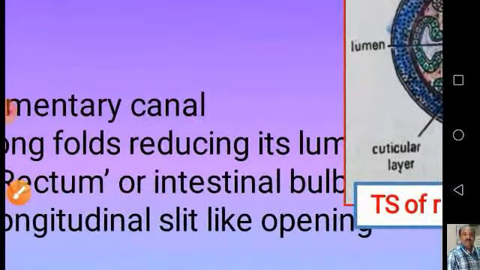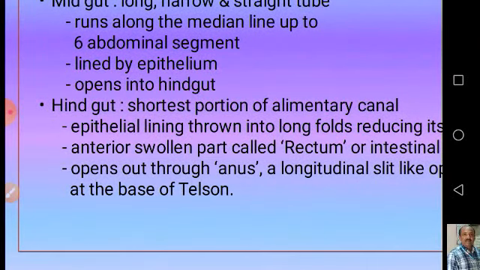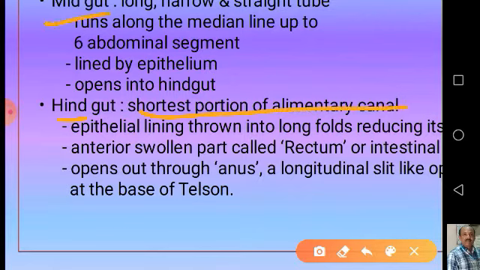Then coming to the hindgut. As I just told you, the midgut opens into the hindgut. The hindgut is the shortest portion of the alimentary canal, whereas the midgut is the longest portion. It possesses two parts: a bulb-like rectum as well as the anus. The hindgut is also called the proctodeum. It terminates at the anus.